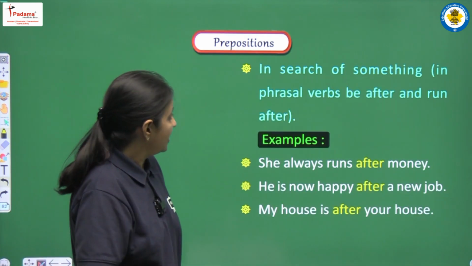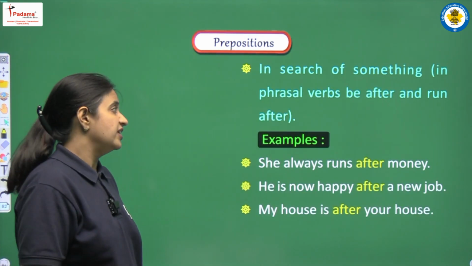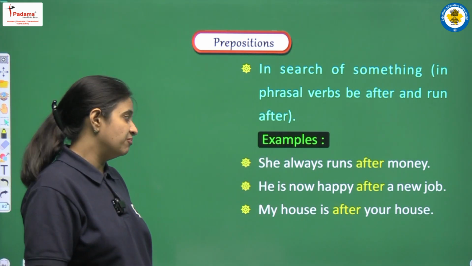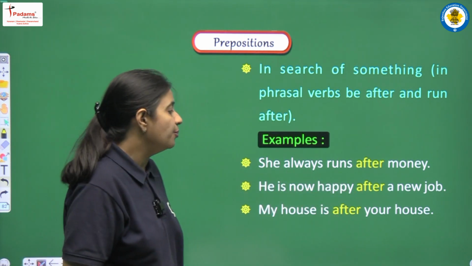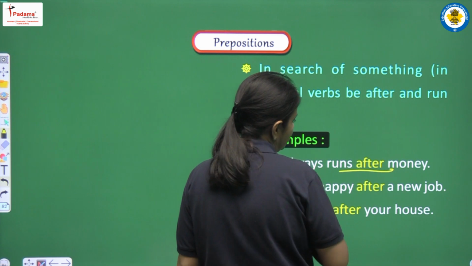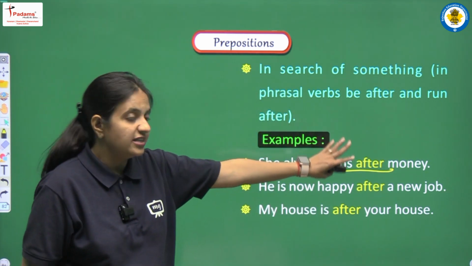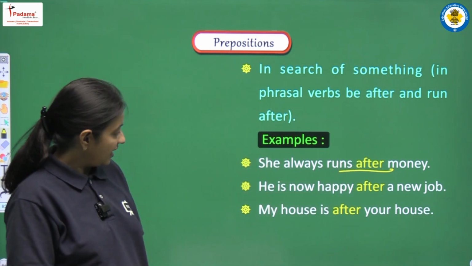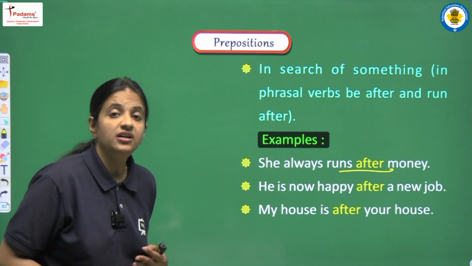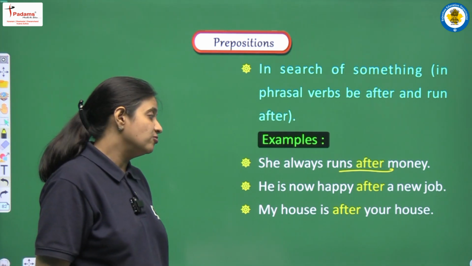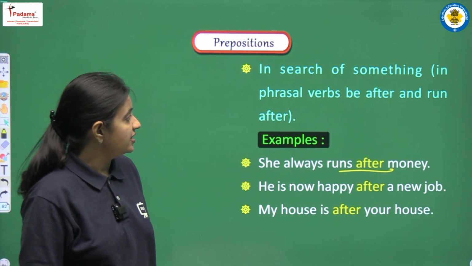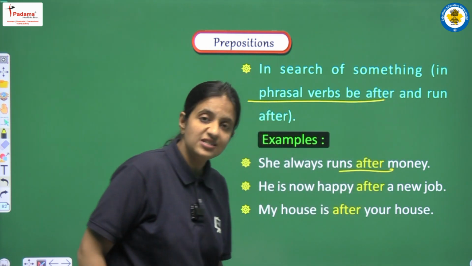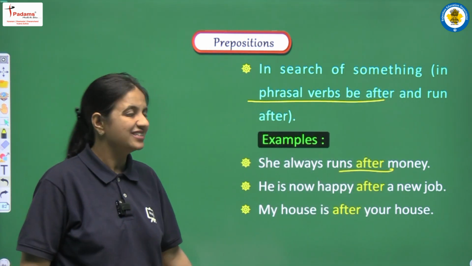Next, in search of something, in phrasal verbs: be after and run after. Let's clear this with the help of examples. She always runs after money. So here we have "after" in a sentence, and we can use it in this manner when we make a sentence like she always runs after money. Next is, he is now happy after a new job, and next is, my house is after your house. So yes, it is used in this meaning when we have phrasal verbs. So in this manner we can use "after" in a sentence.